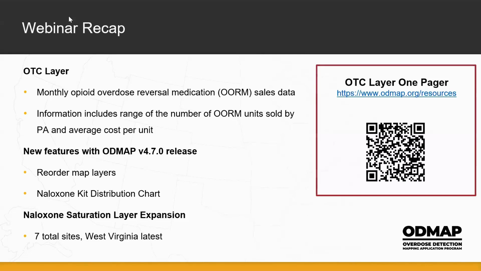So with regards to the naloxone saturation layer expansion, following the webinar, we've had a lot of interest from sites. So we've really enjoyed working with them on onboarding them onto the site. West Virginia was the latest being added to the map, as you all can see. So please reach out to us if you're interested in participating in the saturation layer. We'd be happy to talk about what that entails and what that looks like.